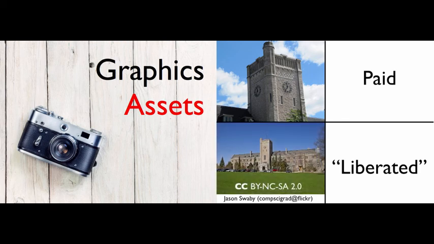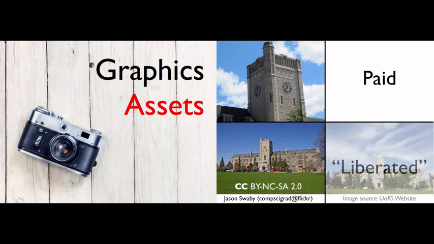This is a shared image of Johnston Hall. And the person who took it, Jason Swaby, posted it at Flickr and said, look, you can use this image. All I ask is that you respect the Creative Commons license. So you must give me attribution. Non-commercial, you can't use it for commercial purposes. And share alike. If you modify it, you have to share it under the same license. So often you can find great pictures at Flickr.